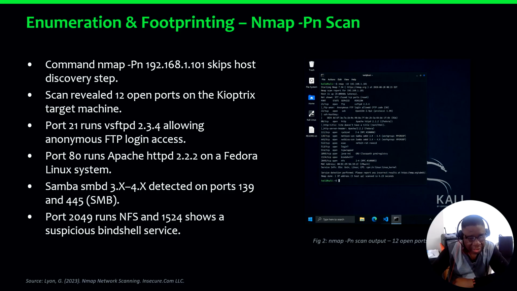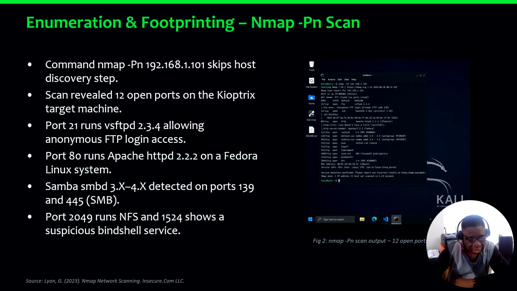So the next slide is talking about the enumeration and footprinting using the Nmap ping scan, and the output of the scan. The command nmap -Pn 192.168.1.101 skips host discovery steps. The scan revealed 12 open ports on Lab3's target machine. Port 21 runs vsFTPd 2.3.4, allowing anonymous FTP login access.